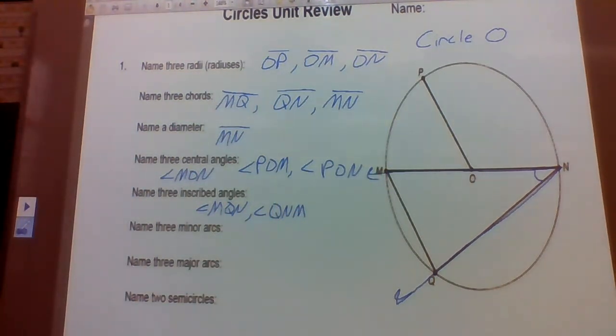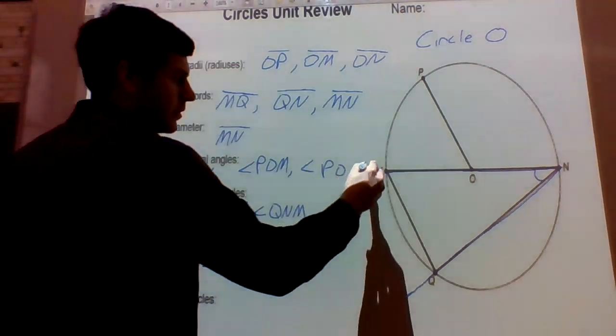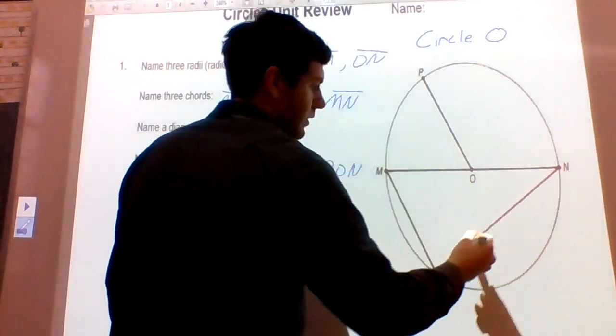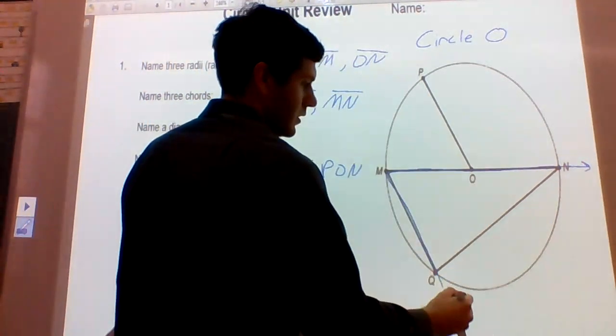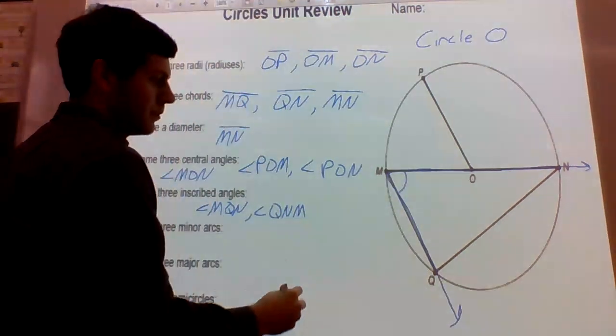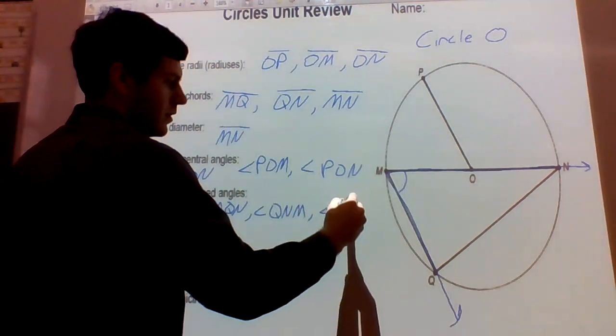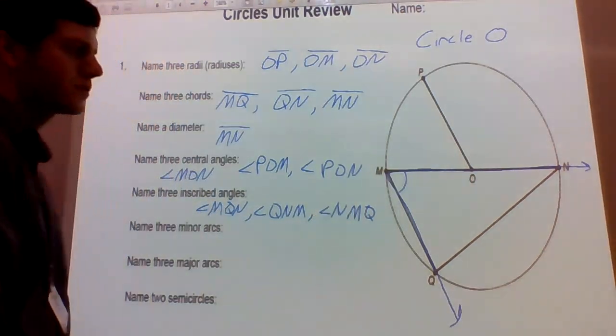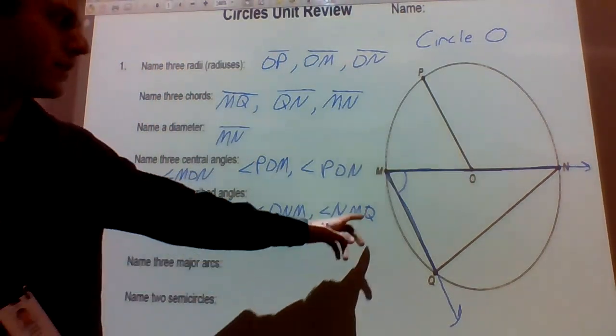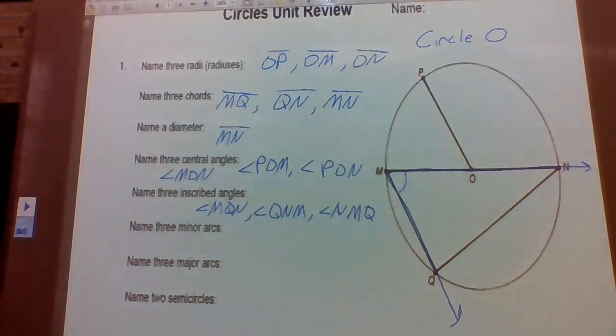Inscribed angle because the vertex N is on the circle. And the last one we have here is angle NMQ. Angle NMQ is an inscribed angle because angle M is the vertex and it's on the circle.